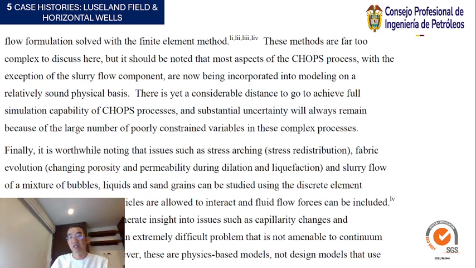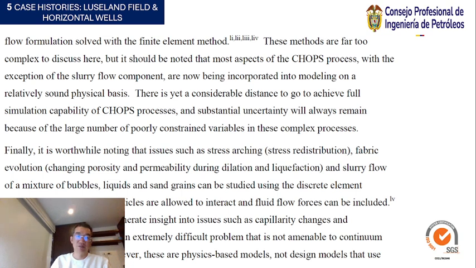depletion and liquefaction, and slurry flow, a mixture of bubbles, liquids, and sand grains, can be studied using the discrete elements method, where individual particles are allowed to interact and fluid flow forces can be included.